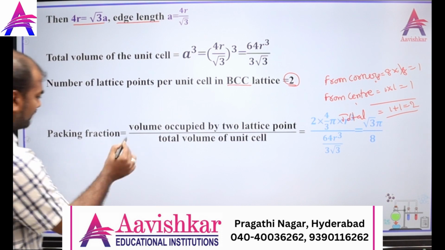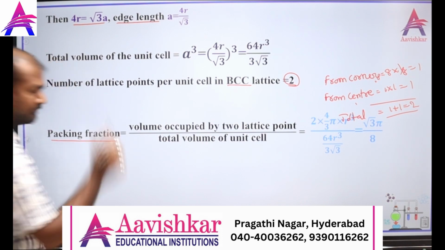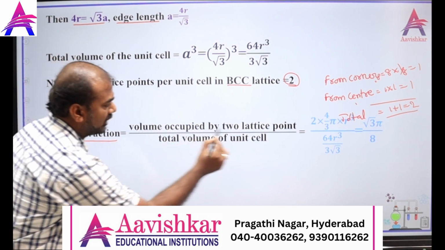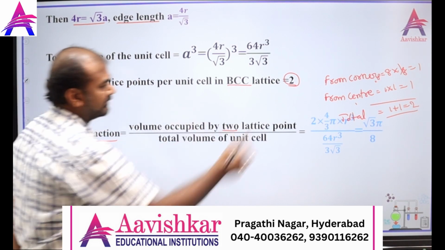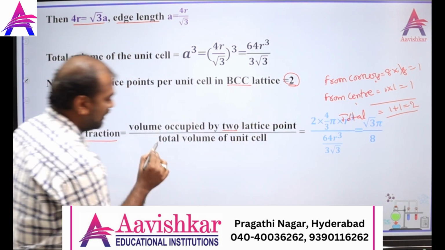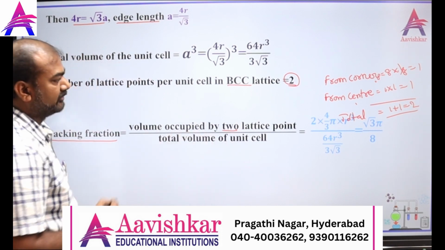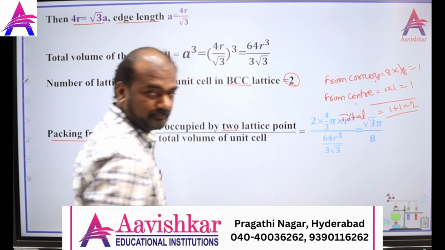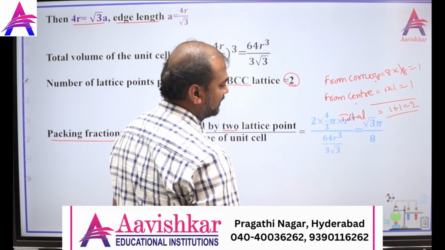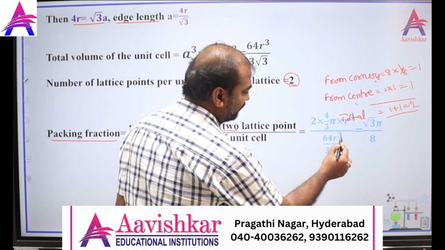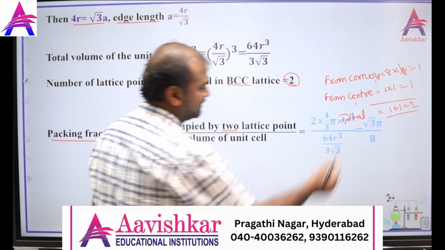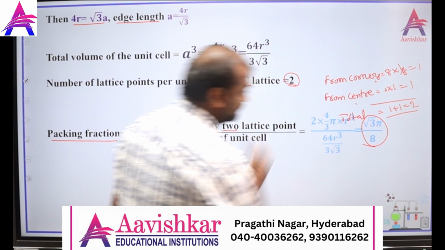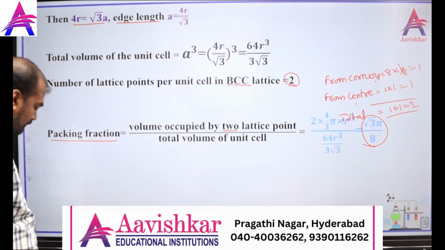Then from this we can find the packing fraction. Packing fraction is the ratio of the volume occupied by the 2 lattice points to the total volume of the unit cell. So here it is 2 into 4 by 3 pi r cubed, divided by 64 r cubed by 3 root 3, which is equal to root 3 pi by 8. So this is an important value, root 3 pi by 8.